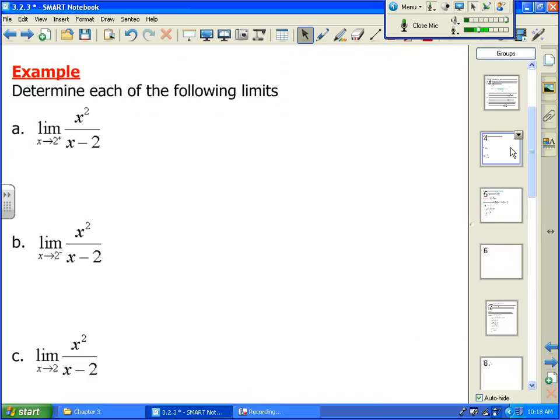Alright, so I'm going to give you guys some time to work on this question. It's basically identical to the last question. There are 3 questions, but they're all related in the sense that we're approaching +2 from different sides. The first one's from the right, second's from the left, and then we're asked to evaluate the limit at that point. So I'll give you guys a few minutes to work on this. I'll come back and check in with you in about 5-7 minutes.